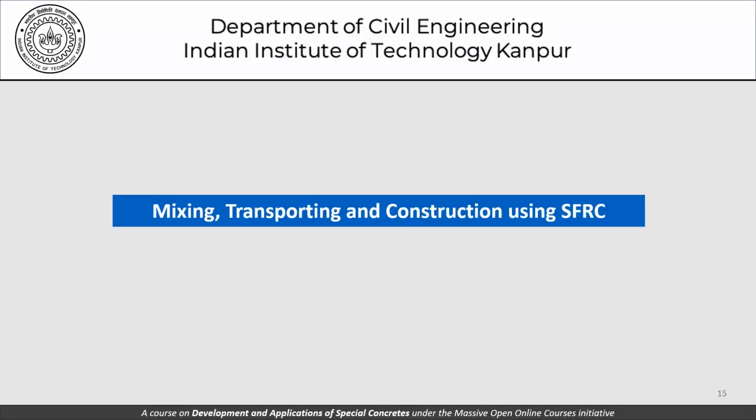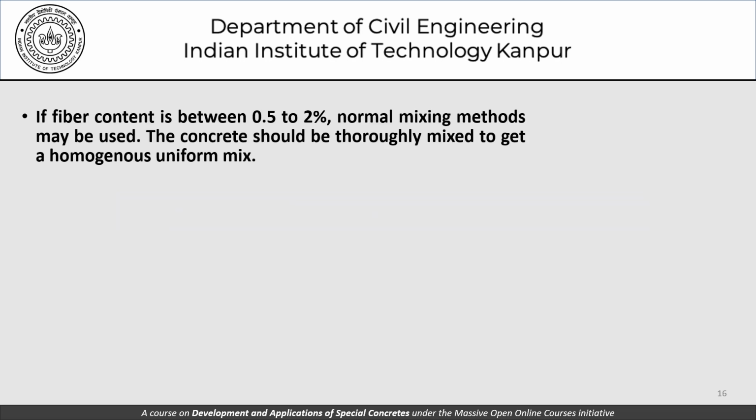Now coming to some transportation and construction issues relating to fiber reinforced concrete. If the fiber content is between 0.5 and 2%, normal mixing methods may be used. Concrete should be thoroughly mixed to get a homogeneous uniform mix.